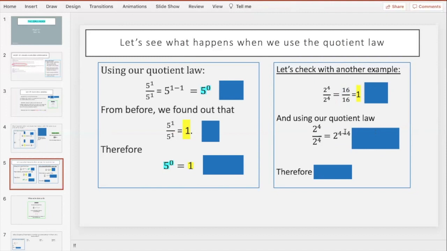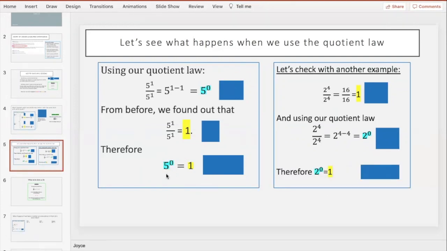And then we know 2 to the power of 4 minus 4 is equal to 2 to the 0. So therefore, they're the same as well. 2 to the power of 0 equals 1. Okay, so it's really interesting to see that we've got 5 to the power of 0 is equal to 1, and so is 2 to the power of 0 is equal to 1.